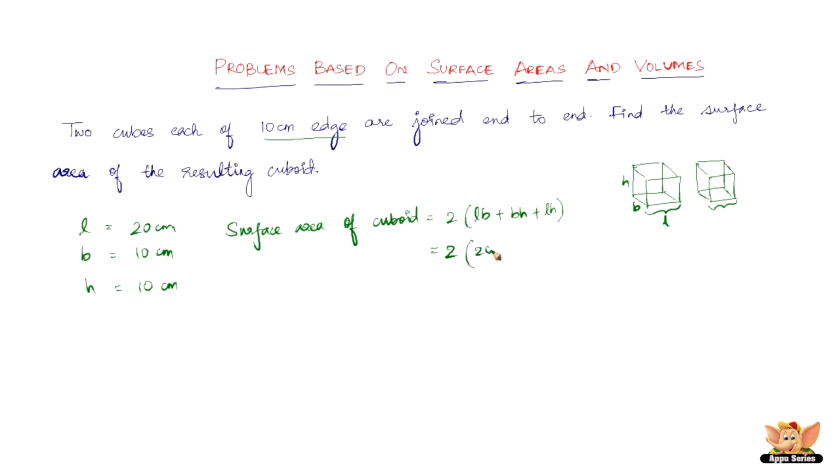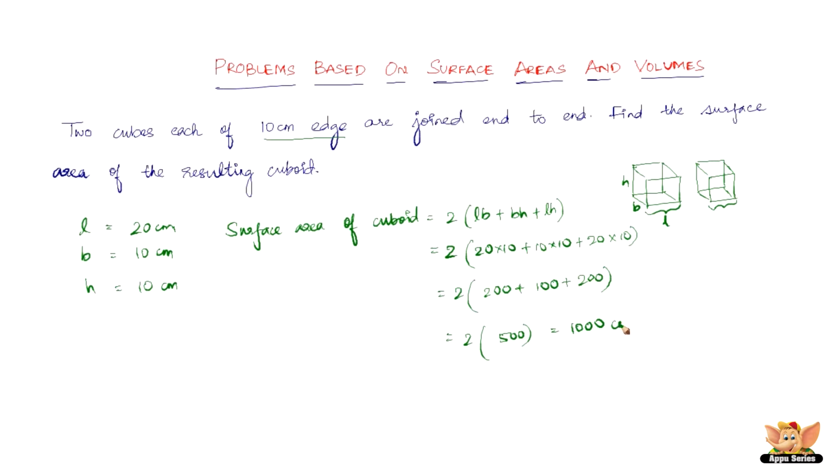So L is 20, breadth is 10, so 20 times 10, plus breadth and height are the same, so 10 times 10, and length into height is 20 times 10. So here we are. So 2 times 20 times 10 is 200, plus 10 times 10 is 100, plus 20 times 10 is 200. So 2 times 200 plus 100 plus 200 is 500. So 2 times 500 is 1000.